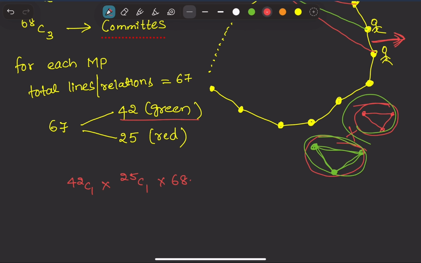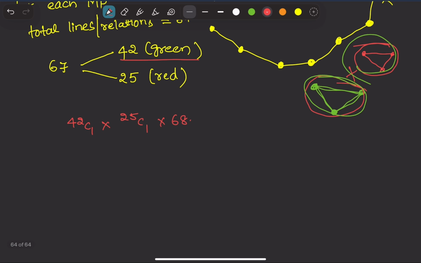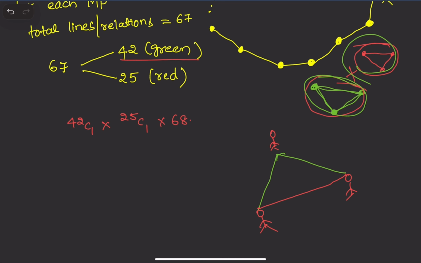Now again, there is a catch here. Let us say you have one MP sitting here, one MP sitting here, and one MP sitting here, and let us say the mapping is something like this. You can go to this MP and choose this green line and this red line. Then in that case, this triangle will be formed. The next case is you can go to this MP and choose this green line and this red line. Even in that case, the same triangle will be formed.